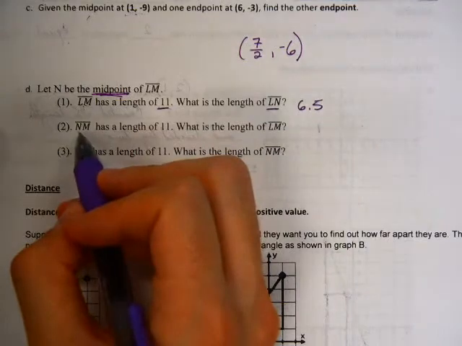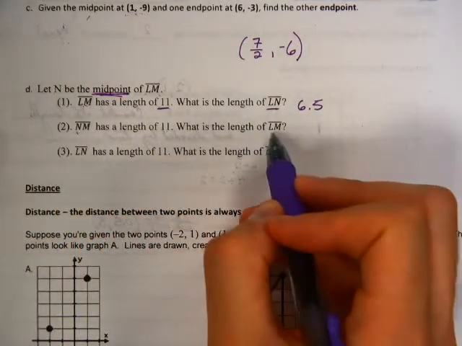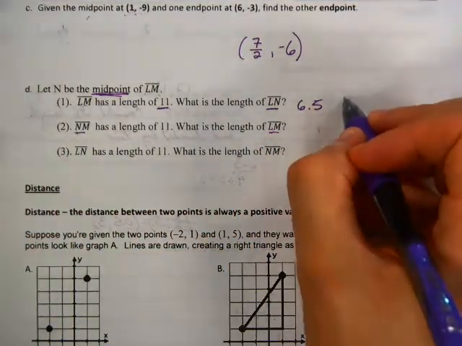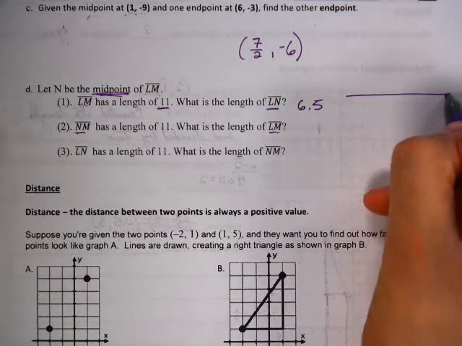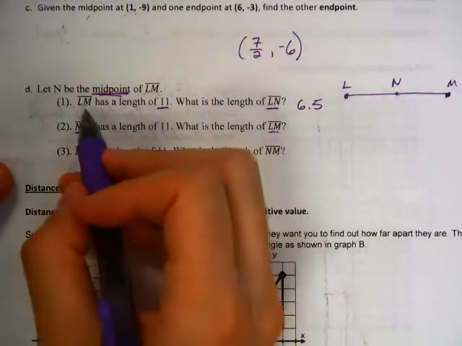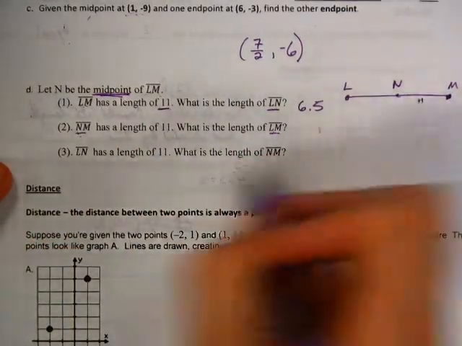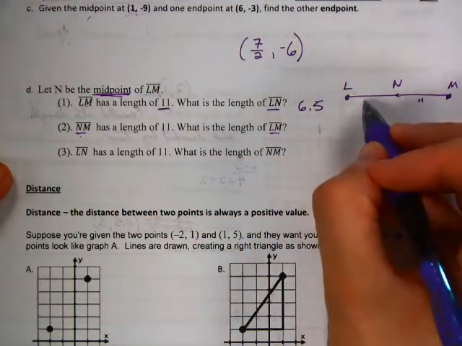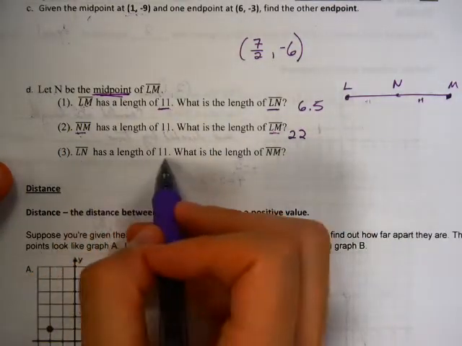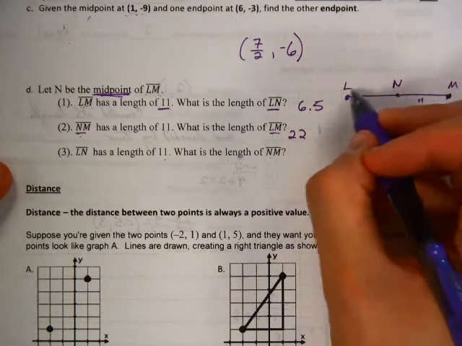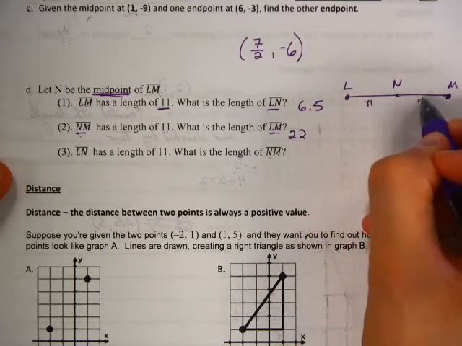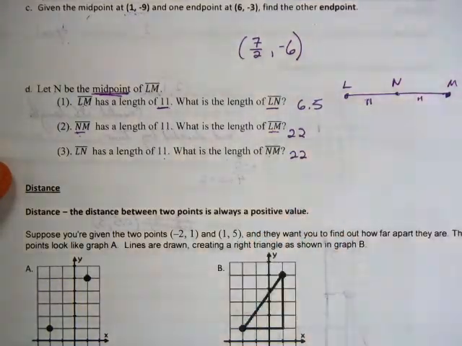If NM, remember N is the midpoint, has a length of 11, what's the length of LM? Well, NM is half of this, because if you need a visual, it would look like this. LM and N is our midpoint. So it just said that NM is 11. That means the length of the whole thing would have to be, this is 11 as well, so it would have to be 22. If LN has a length of 11, what's the length of NM? Well, again, this is half of this, so that means this would also have to be 11, so the whole length is 22.